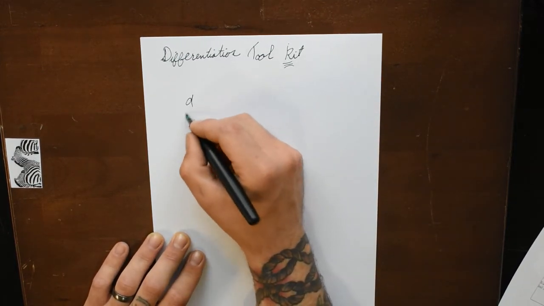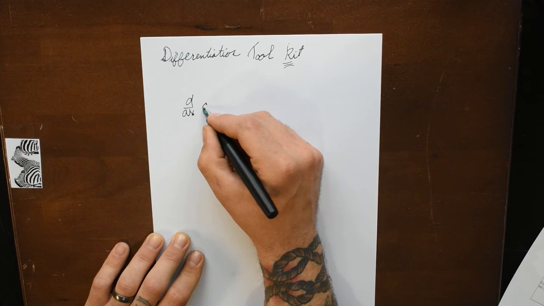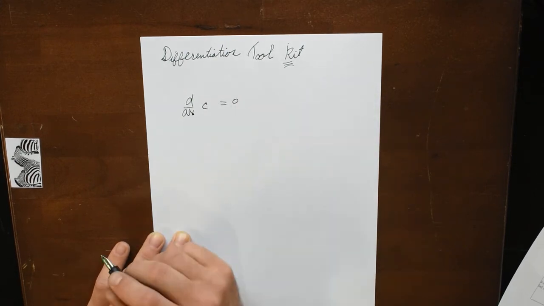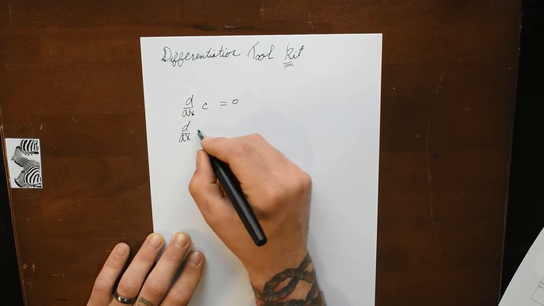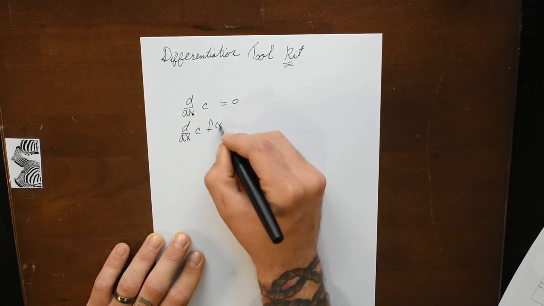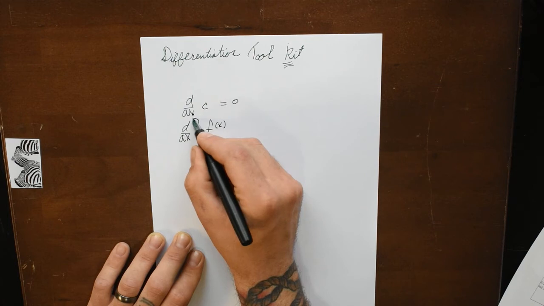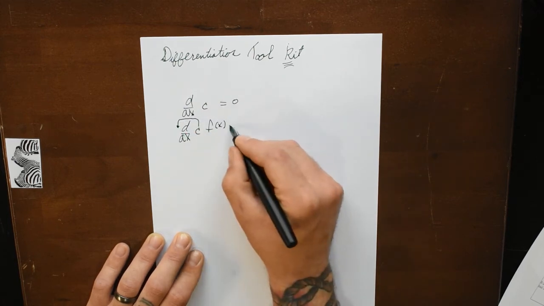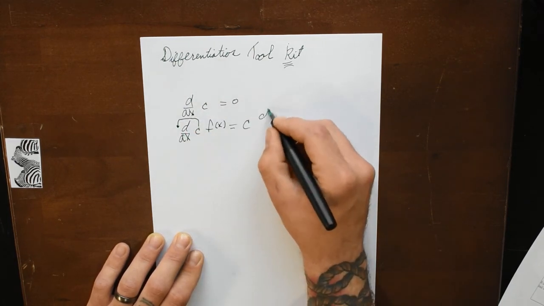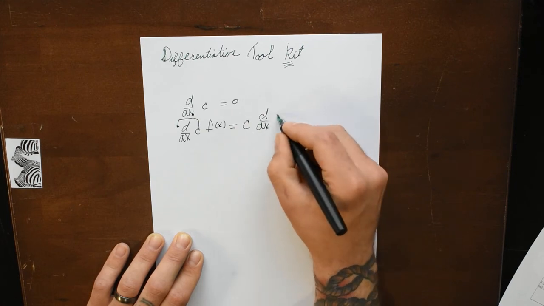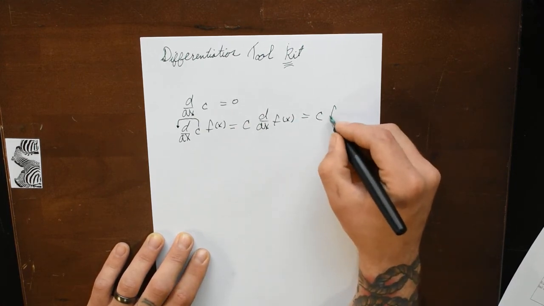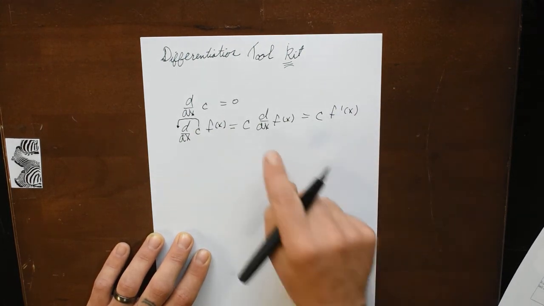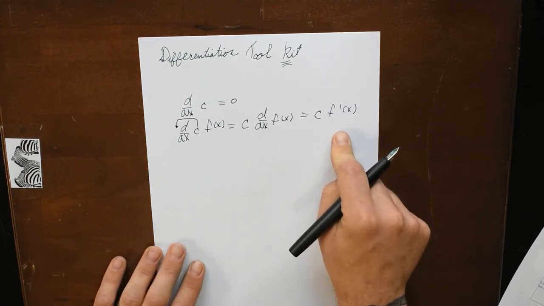We have the derivative with regards to x of any constant is equal to 0. We have the derivative with regards to x of any constant times some function of x. Constants can be pulled up and out, and this is equal to that constant times the derivative with regards to x of f of x, which is that constant times f prime of x. Once again, whichever notation you prefer.